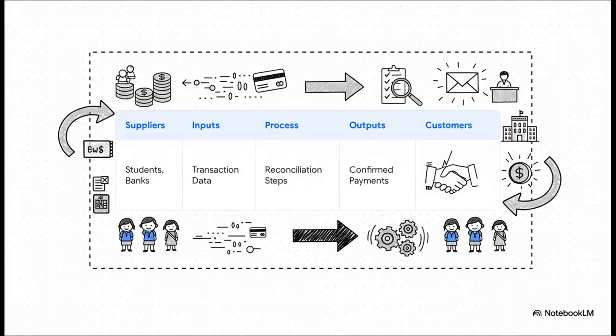A really simple but super powerful tool for this is something called a SIPOC map. It forces you to identify the suppliers, the inputs, the process itself, the outputs, and the customers. For our university, this little exercise immediately makes the whole chain crystal clear. It starts with students and banks providing transaction data, which goes through some internal steps and ends with confirmed payments for both the students and the accounts office. Just like that, in one simple chart, we've untangled the entire flow.